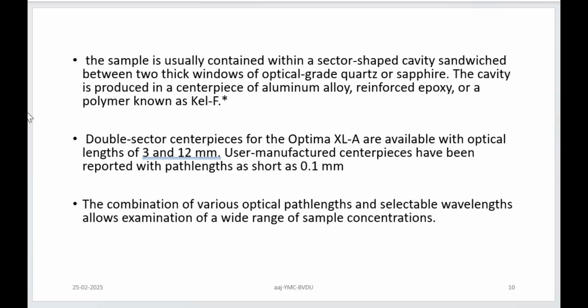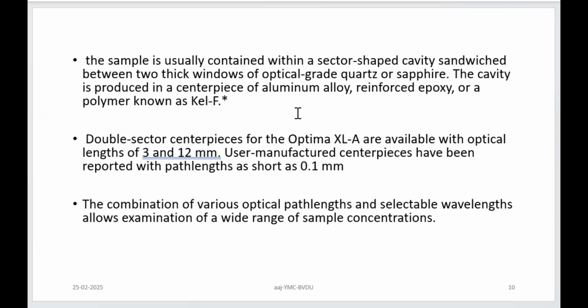Here it is another thing, that is the centerpiece. The centerpiece is the part on which the centrifuge rotor is going to be loaded. So it's an aluminum alloy, reinforced epoxy, or a polymer known as KEL-F. The flexibility is required, balancing is required, sturdiness and strength is required. Considering that, these materials are used, and you have optical grade quartz or sapphire. This is one part. Then when we talk about the double sector centerpiece, here is another addition.